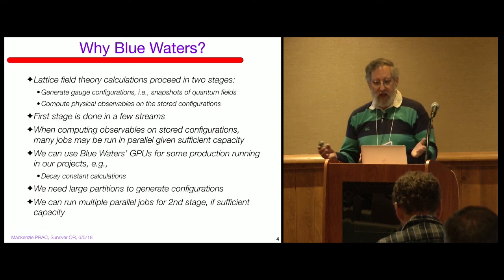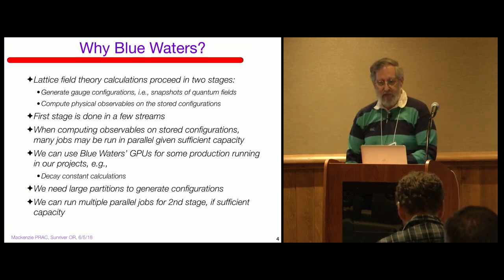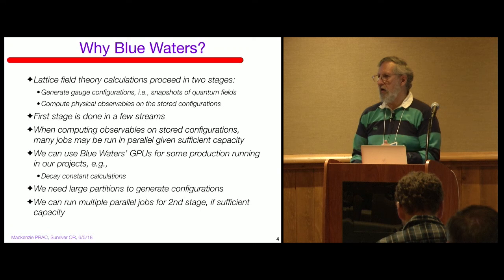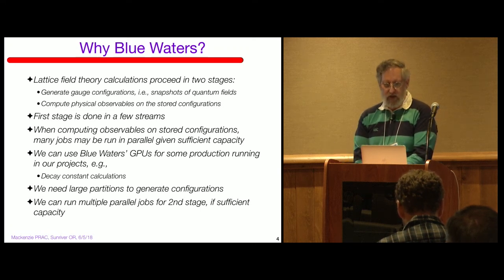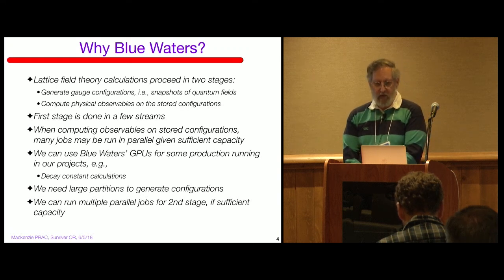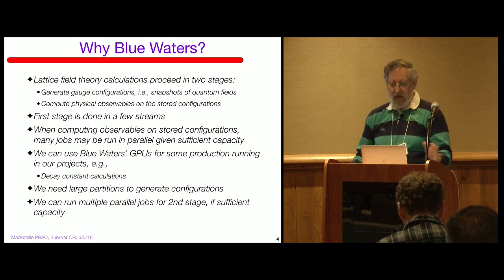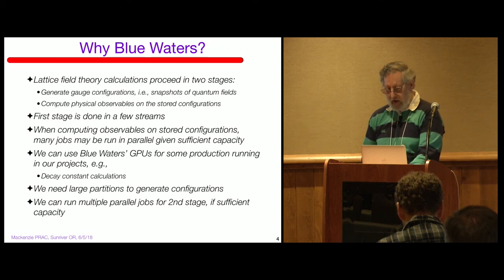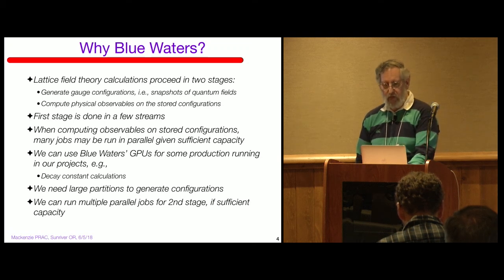Okay, but the next part, once you have those jobs run, those can be done in parallel because each snapshot is analyzed independently. And on Blue Waters, we have used the GPUs. We need these large partitions to generate the configurations, so we need a big computer. And the second stage can be run in parallel if there's a lot of capacity, and we do that too.